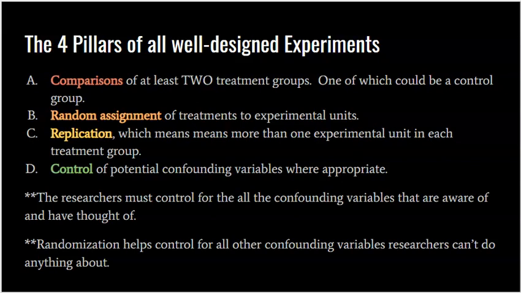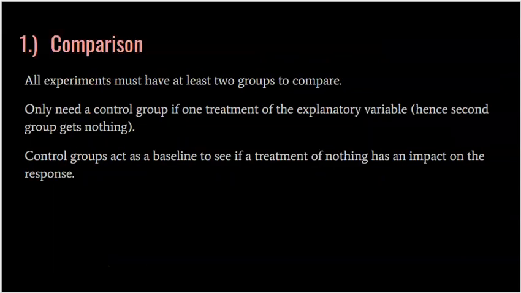These are controlling for those possible lurking and confounding variables where appropriate. Sometimes you just can't control things. So a couple more notes here. The researchers must control for all the confounding and lurking variables that they are aware of and have thought of. Randomization helps control for all the other confounding variables that researchers can't do anything about. And I will address that again if you're confused on that.